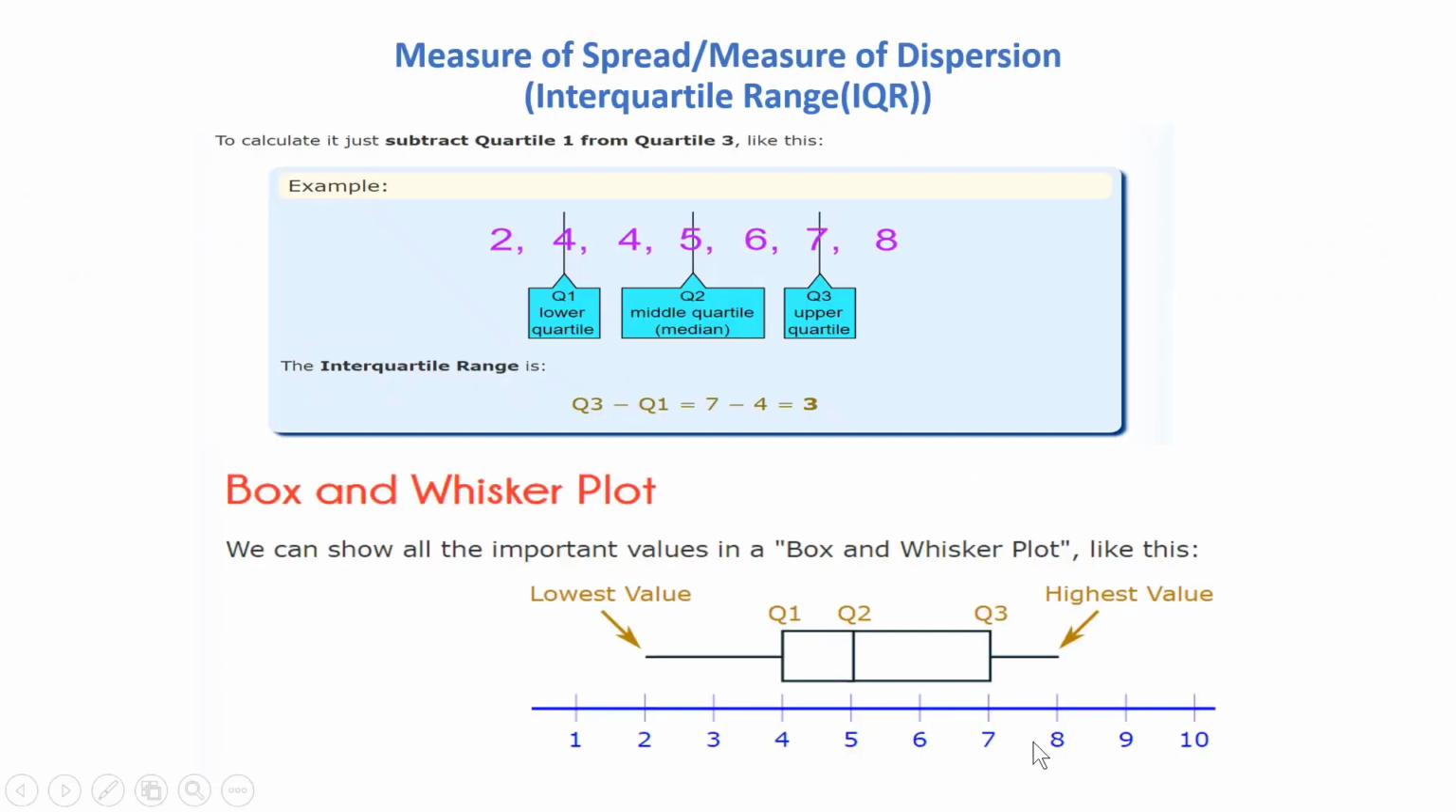Now let's discuss the interquartile range. The interquartile range is the difference between the third quartile and the first quartile, Q3 minus Q1. So how many numbers do we have? 1, 2, 3, 4, 5, 6, 7. We have 7 numbers here.